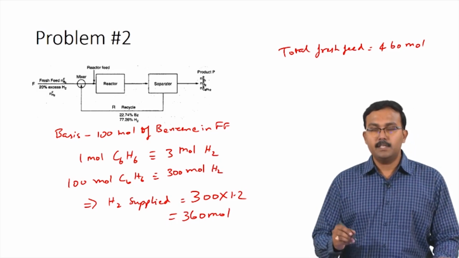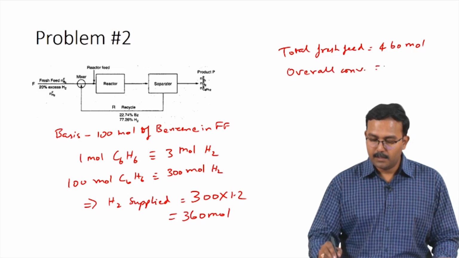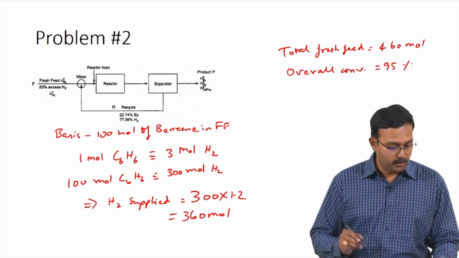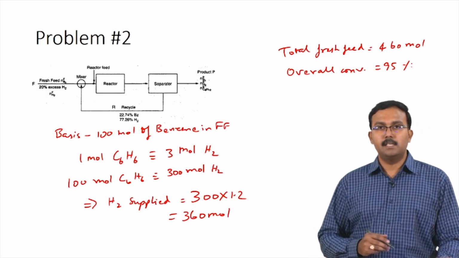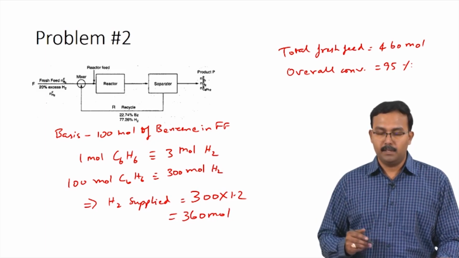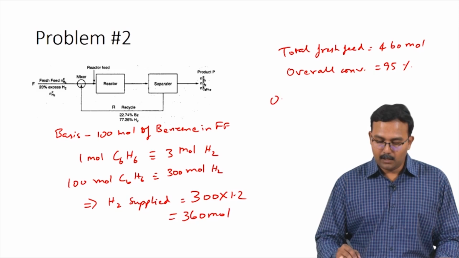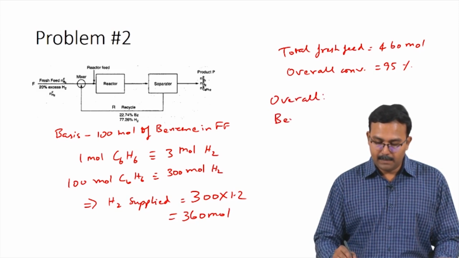The overall conversion has been given as 90%, sorry, not 90%, 95%. So, now for the overall system we can write species balances using the moles that we have. If we were to take the overall system, we can write a benzene balance.